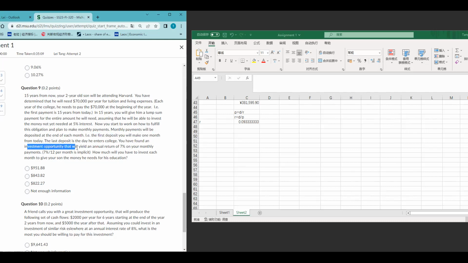Here, this is the deposit rate, deposit interest rate. It's 7%. Okay, we got two rates. One is 5% and one is 7% for the monthly payment. Okay, monthly payment.